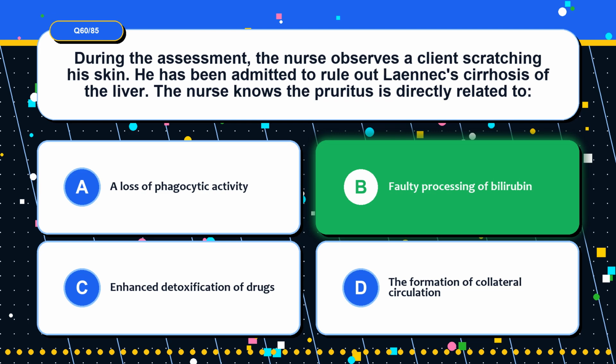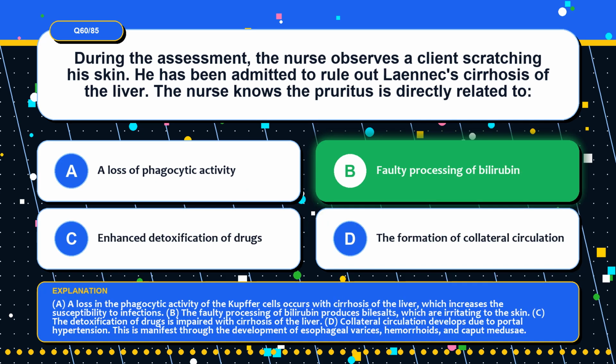The correct answer is option B. Faulty processing of bilirubin. A. A loss in the phagocytic activity of the Kupffer cells occurs with cirrhosis of the liver, which increases the susceptibility to infections. B. The faulty processing of bilirubin produces bile salts, which are irritating to the skin. C. The detoxification of drugs is impaired with cirrhosis of the liver. D. Collateral circulation develops due to portal hypertension. This is manifest through the development of esophageal varices, hemorrhoids, and caput medusae.